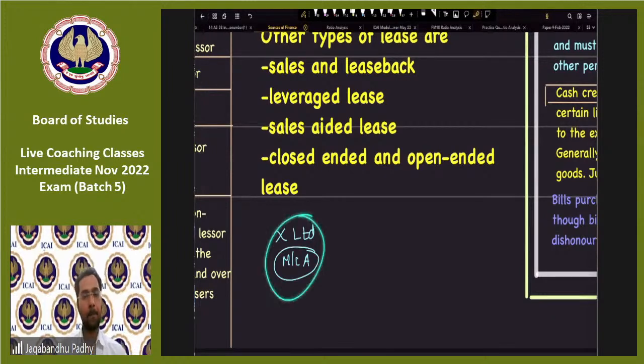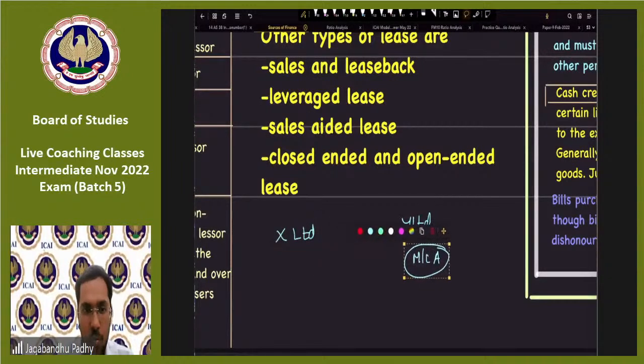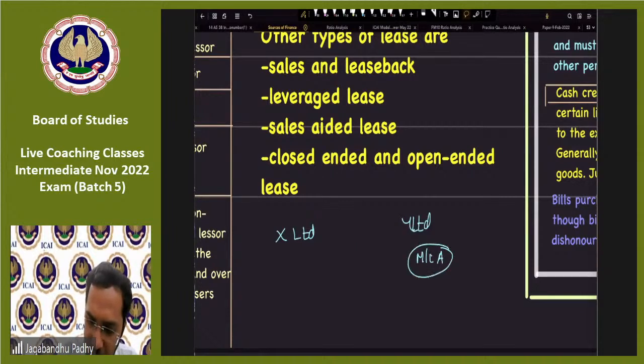Now, this machine A is required by X Limited, but the problem is, X Limited wants funds. X Limited is in a fund crunch. It requires some amount of money for investment in the business. Obviously, those funds are not available, but X wants this machine A. So what should it do? It will approach another company, probably Y Limited, and it will give this machine A to Y. Now, this machine A is sold to Y, and Y in turn will lease it back to X.